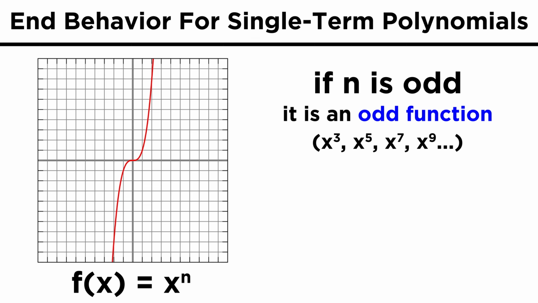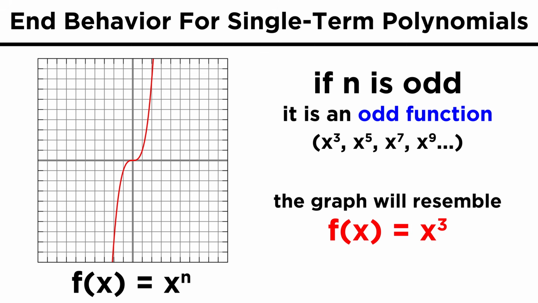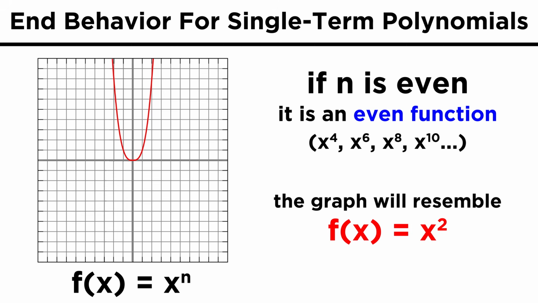In this way, we can make the generalization that for a polynomial with one term, if that term has an odd exponent, it is an odd function, and it will somewhat resemble the x cubed function. If the exponent is even, it is an even function, and it will somewhat resemble the x squared function.